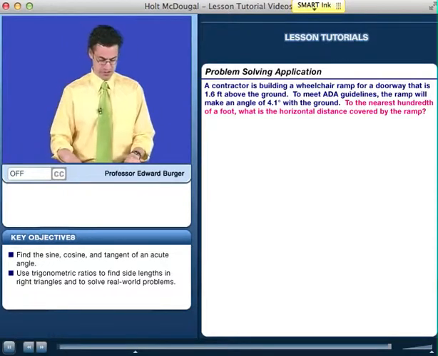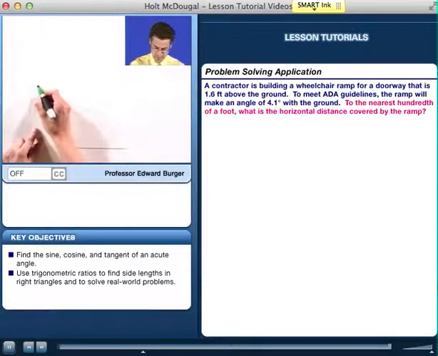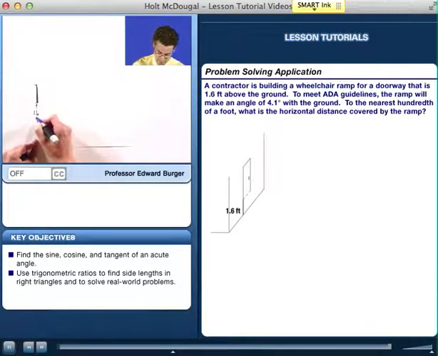Let's see if we can draw a little picture. So we have a door that's off the ground. So here's the door, and it's off the ground by 1.6 feet. So this is 1.6 feet from here to the ground.